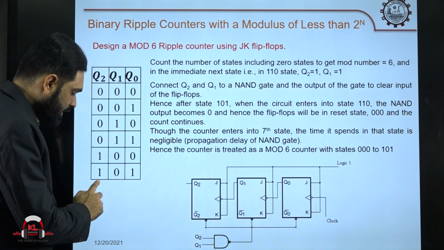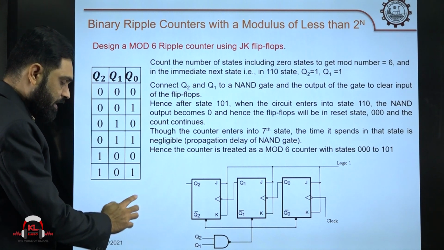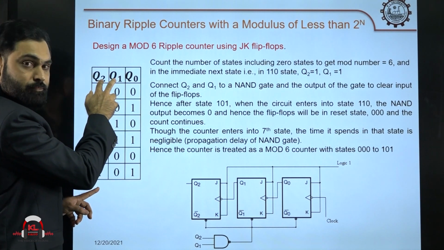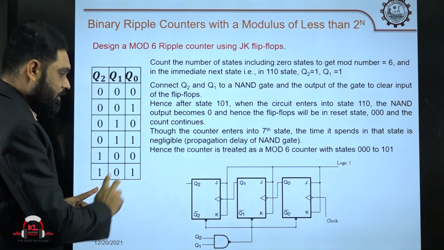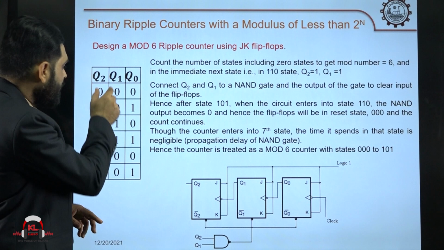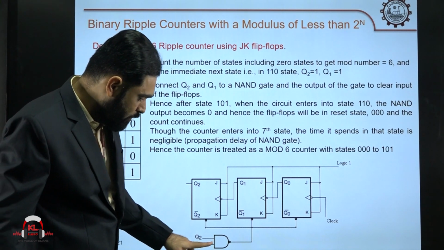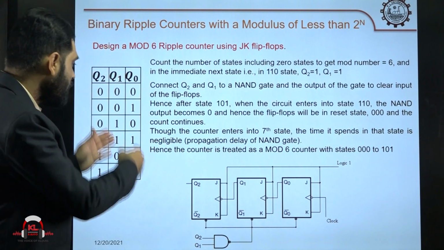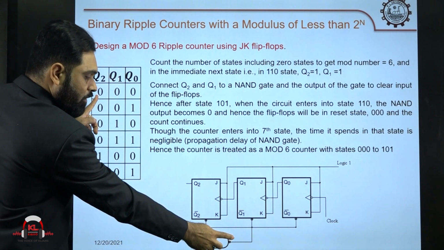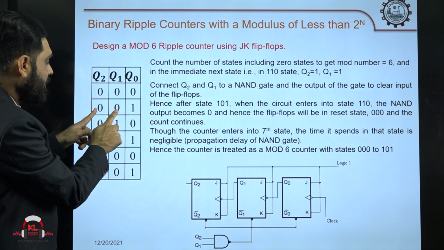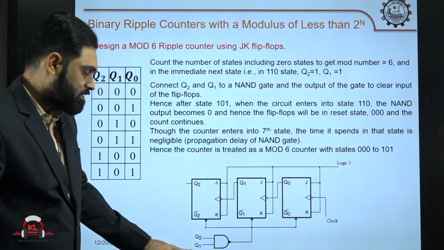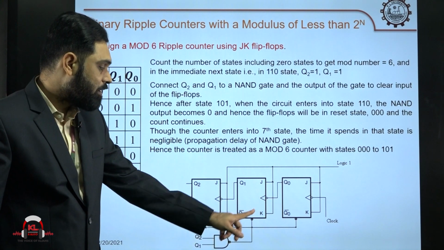So, assume that 110 is here. When Q2 and Q1 become 1, the counter should be reset, that means cleared. Keeping that in mind, take Q1 and Q2 and connect those two to the NAND gate. Initially both are zeros. When both are zeros, the output is 1, so clear will not be activated. If any one of the input values is 0, automatically the output will become 1 and it will not clear the flip-flop.